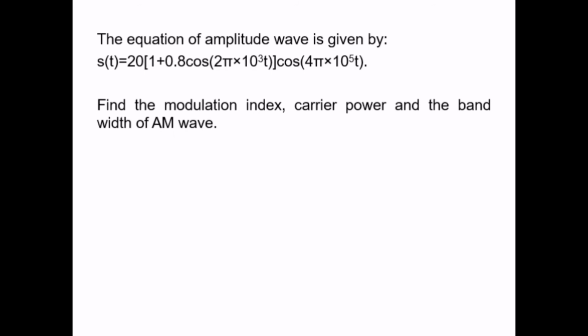Okay, for the last question, the equation of the amplitude wave is given by s(t) equal to 20 (1 plus 0.8 cos 2π 10^3 t) times cos 4π times 10^5 t. So find the modulation index, carrier power, and the bandwidth of the AM wave. So this is the amplitude modulated wave equation. So let's compare with the general equation of the amplitude modulated wave.